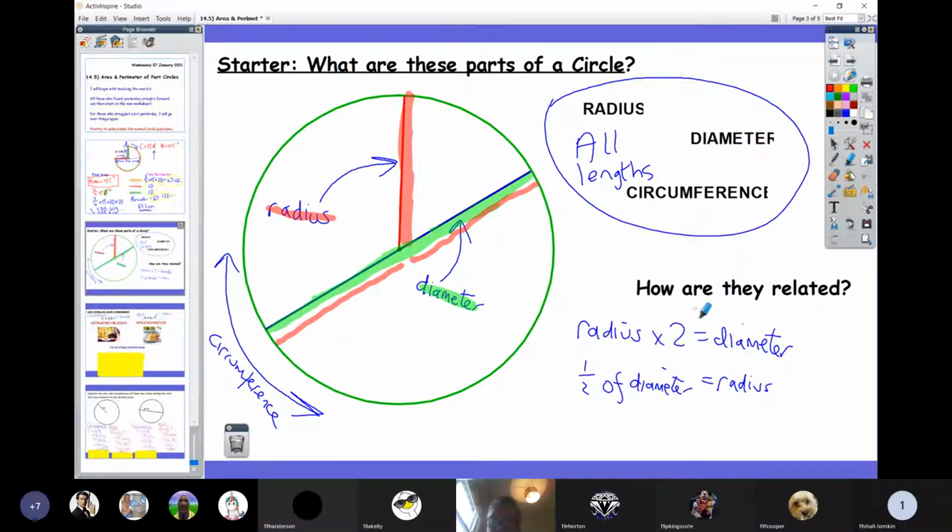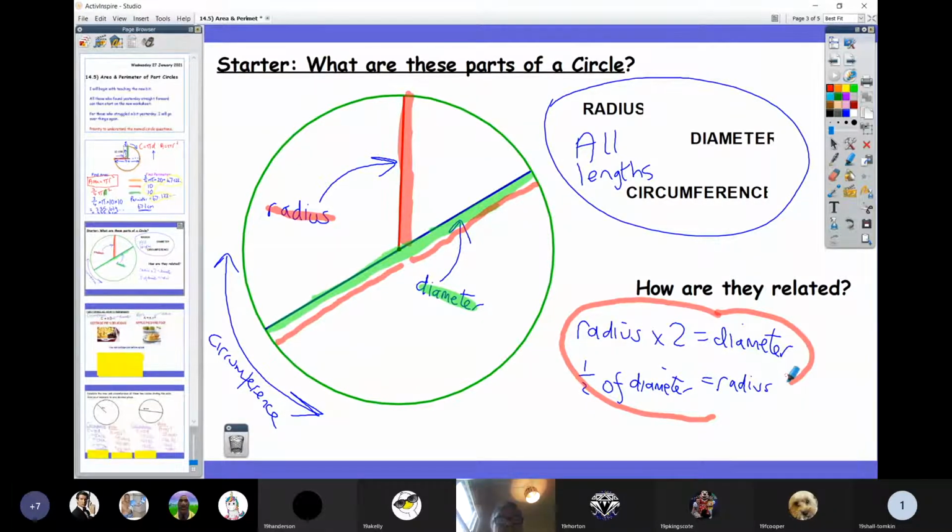So that's why over in the corner, down at the bottom, I've said about the radius being half the diameter, and you double the radius to get the diameter. So you need to be comfortable if the question gives you the radius and you need the diameter, that you double it. But if the question gives you the diameter and you need the radius, you halve it.